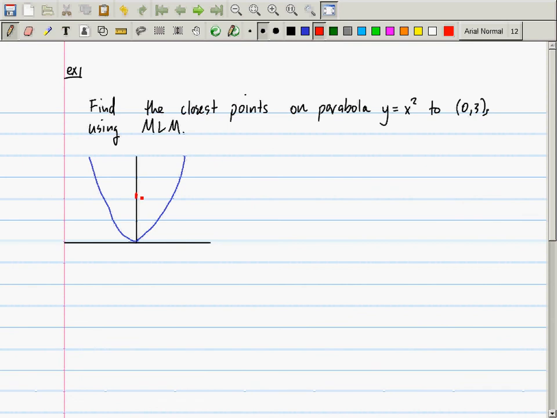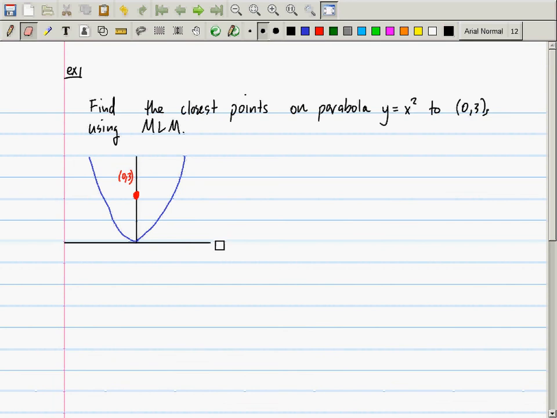So here's the point 0, 3. So we're instructed to find the closest points on the parabola to the point 0, 3. So does everyone understand the question? What's being asked? Okay, so then now we need to turn this into the method of Lagrange multipliers.